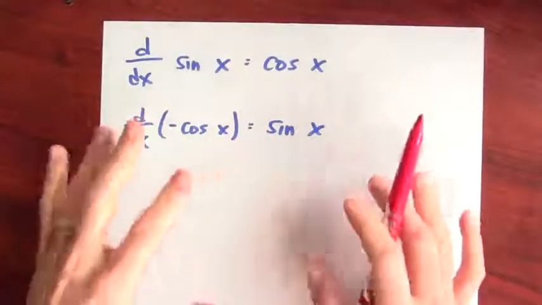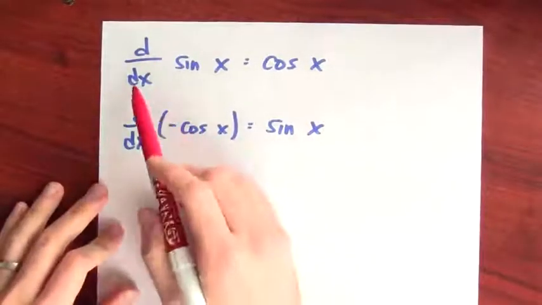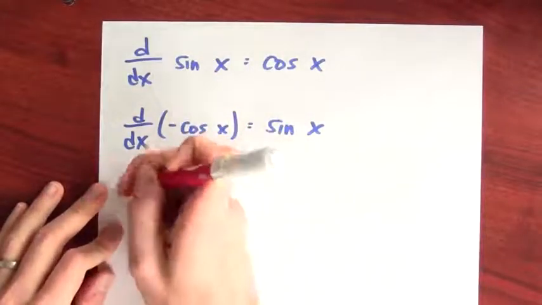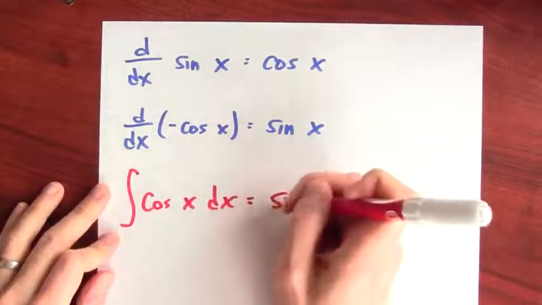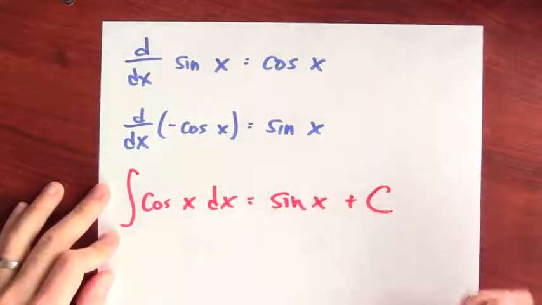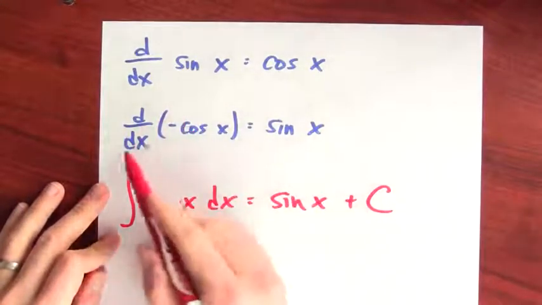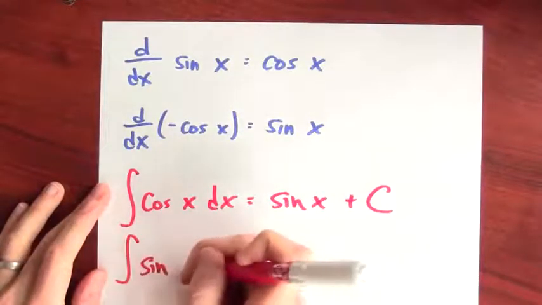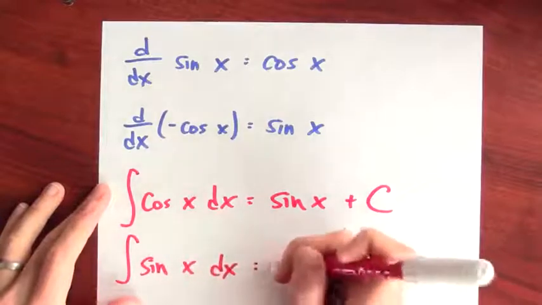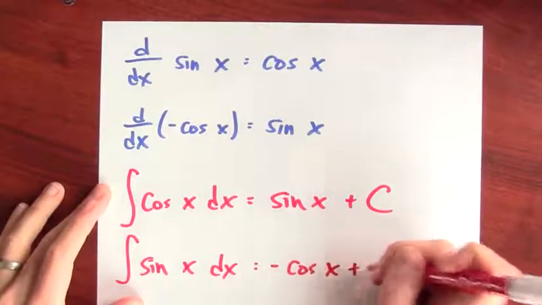Knowing this, now I know something about the antiderivatives. If the derivative of sine is cosine, then the antiderivative of cosine is sine plus c. And if the derivative of negative cosine is sine, that means the antiderivative of sine is negative cosine plus c.